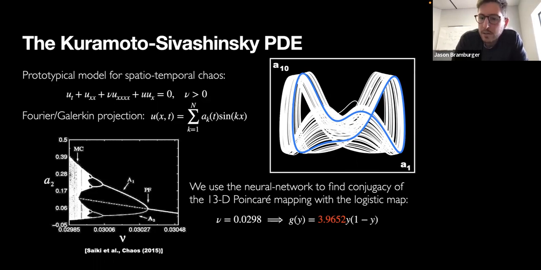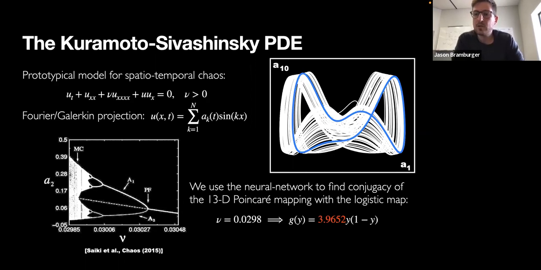Now, again, what can you do with this, right? How do you know that this is actually useful? Well, again, logistic map, nice and easy. I can set up all kinds of little numerical routines to pull out the fixed points and the periodic orbits of this thing. And then I can use the inverse of the conjugacy to lift those back up to the 13-dimensional Poincaré section. And then I can initiate my shooting technique. I can find those periodic orbits.